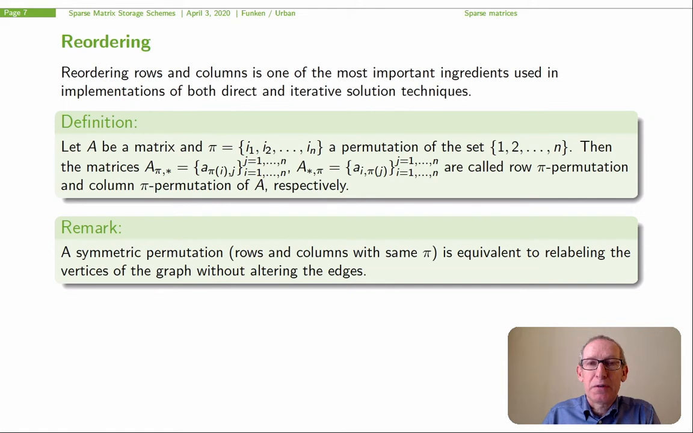Reordering. As you remember from the example in the introduction, with focus on the LU decomposition, it can be very interesting to consider different reordering schemes. What are reorderings? Given a matrix, if we reorder the rows, let's say we have given a permutation pi = (i1, up to in) of the set 1 up to n. Then we have the matrices A(pi, *), where we have the permutation of the row indices, or A(*, pi), which is the permutation of the column index. We call it symmetric permutation if we permute the rows and the columns with the same permutation. This is equivalent to relabeling the vertices of the graph without altering the edges.